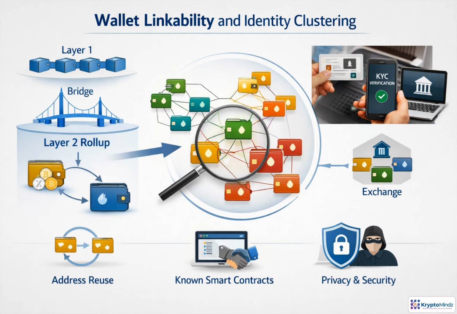On public blockchains, observability can become identity. When funds move through a bridge, analysts may link the Layer 1 source to the rollup wallet. Reusing addresses makes that link stronger over time. Exchanges, KYC services, and recognizable smart contracts add more context. Real privacy therefore depends on wallet separation, account abstraction, careful bridging paths, and habits that avoid creating an obvious behavioral fingerprint.